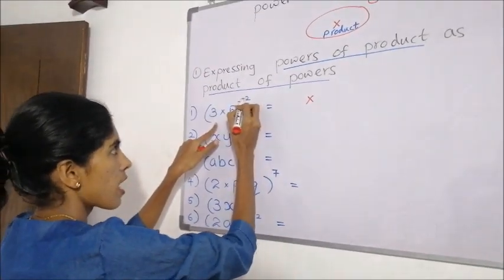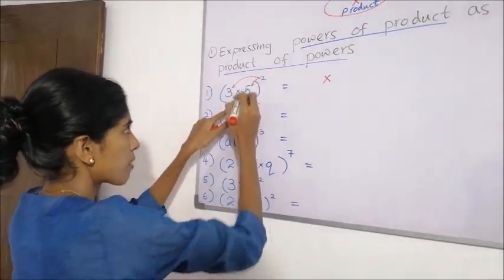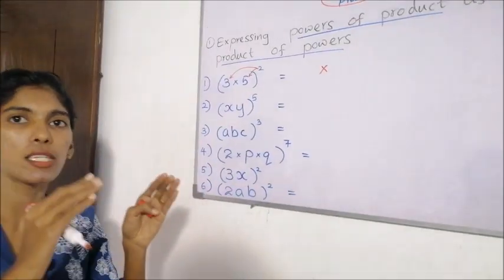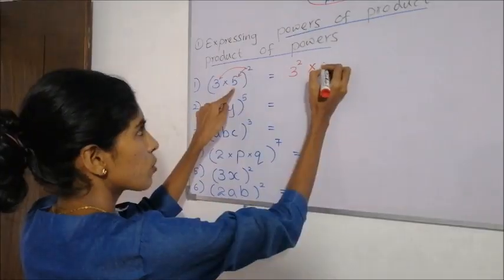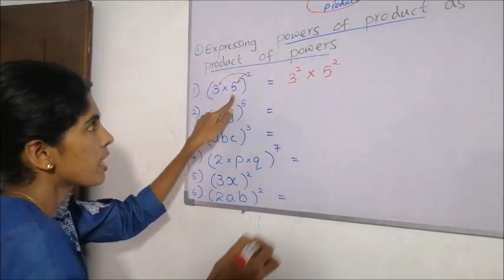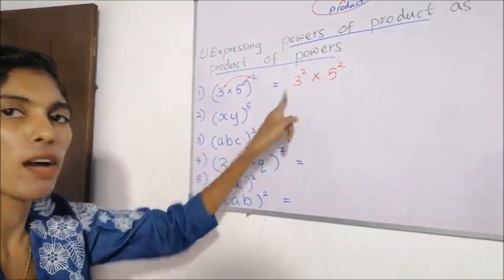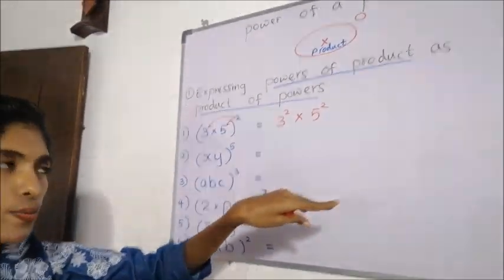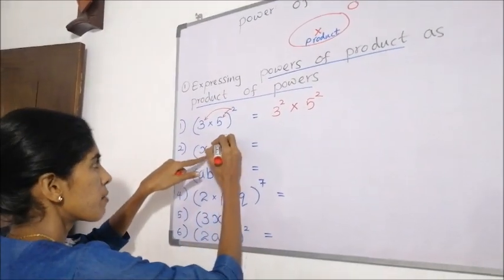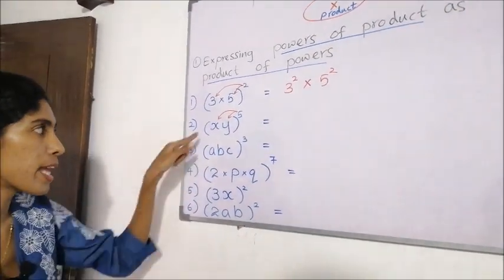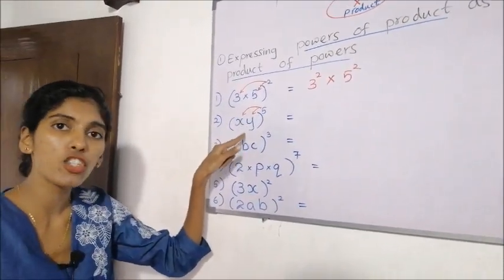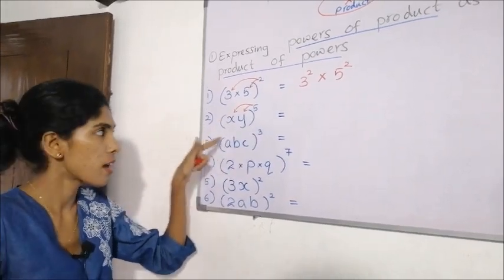That means this outside index can be applied to each and every number inside the brackets. Okay. So here I am writing 3 squared into 5 squared. Here I wrote it as a product of powers. There can be 2 or more. Here this 5 can be applied to both the unknowns inside the brackets, and remember that between x and y the relationship is multiplication. There is a hidden product.